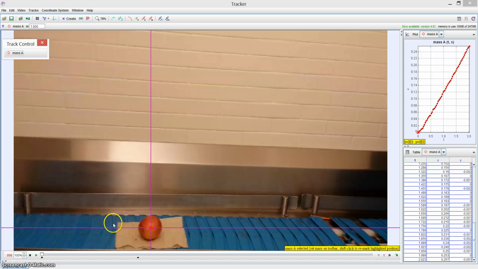In order to simulate an object moving in constant motion, I decided to film an apple with diameter of about 8.9 centimeters and mass of 0.2 kilograms, moving across a dining hall conveyor belt.